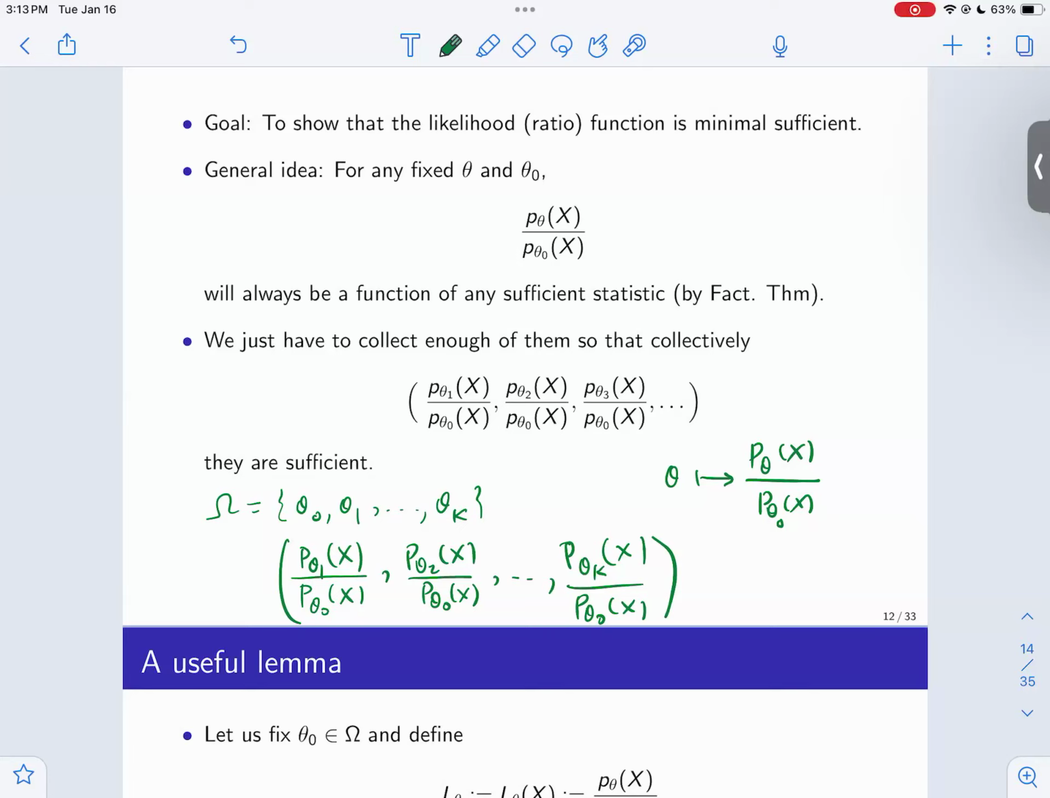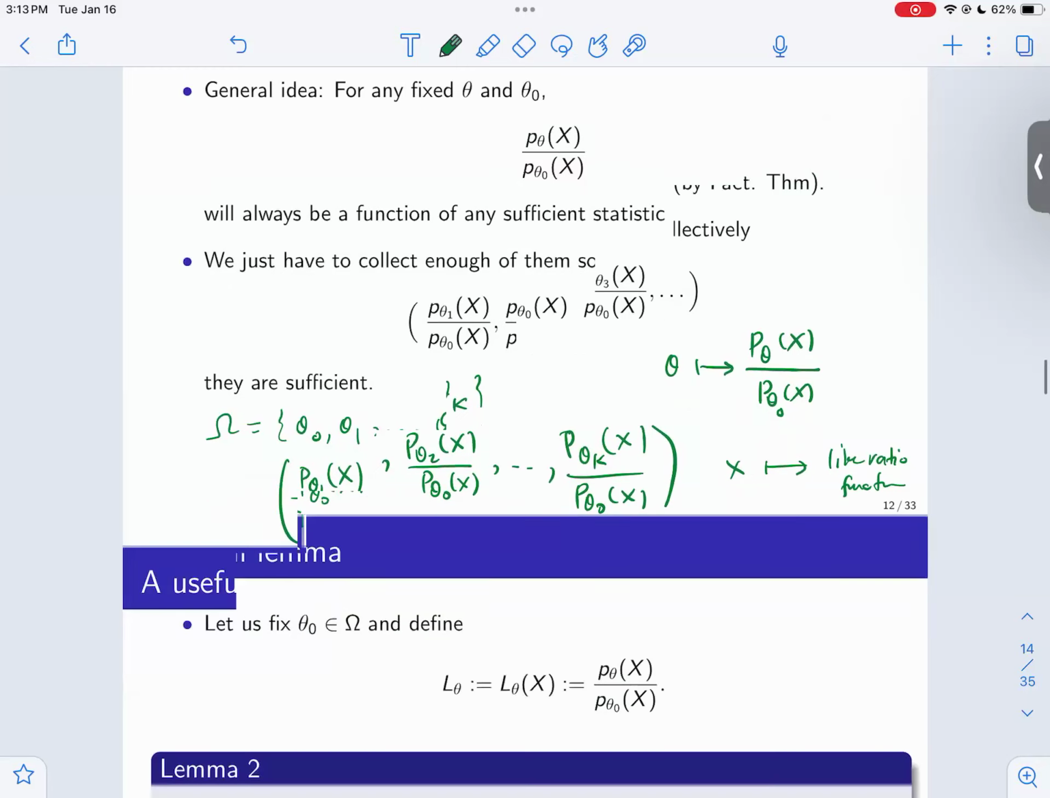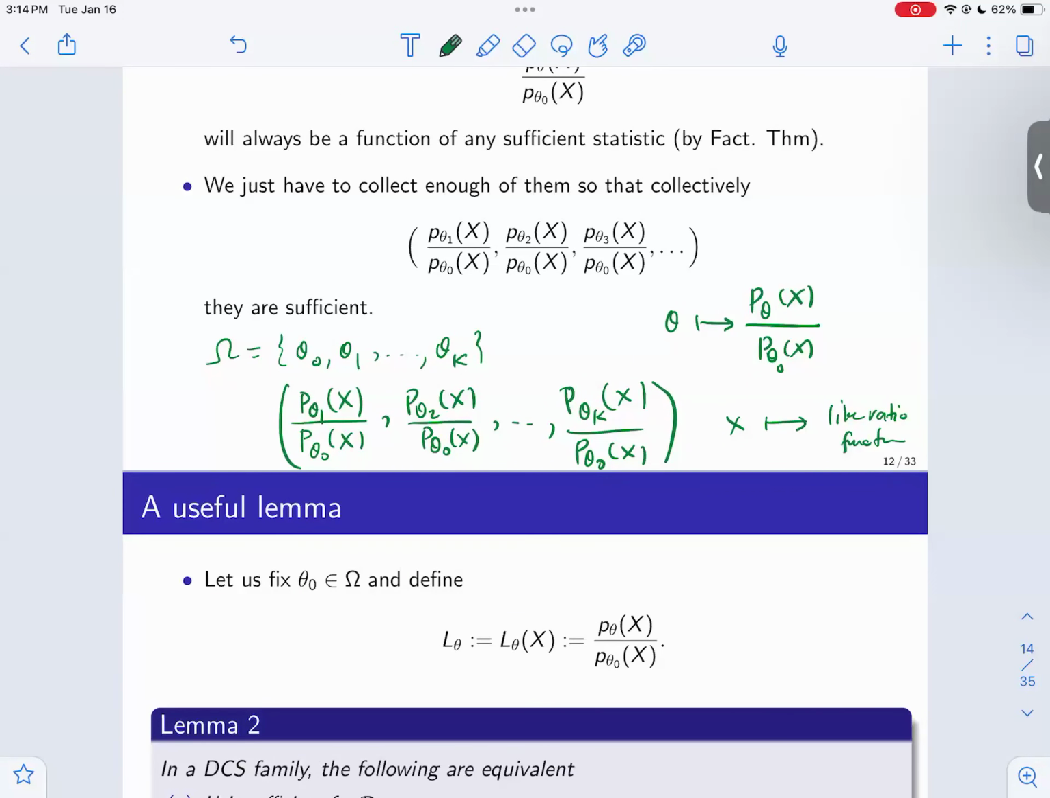So x maps to a function. This mapping is not like a real number. It's just saying x maps to a function itself. That mapping is sufficient. Okay, x maps to the likelihood ratio function, and this mapping is sufficient. It takes a bit to wrap your head around this, but that's the idea. It's easier in the discrete case, because that function is just a vector. You can say x is mapped to this vector, like a vector valued statistic. So this vector valued statistic is sufficient, minimal sufficient.